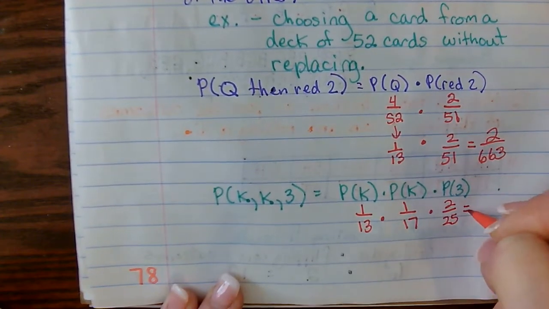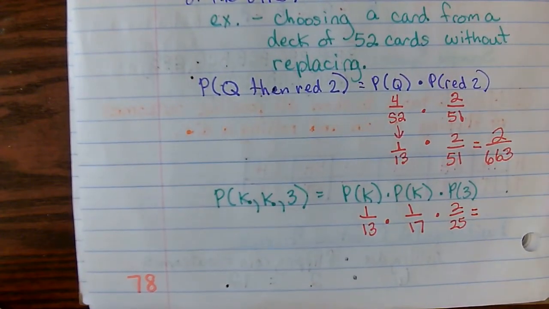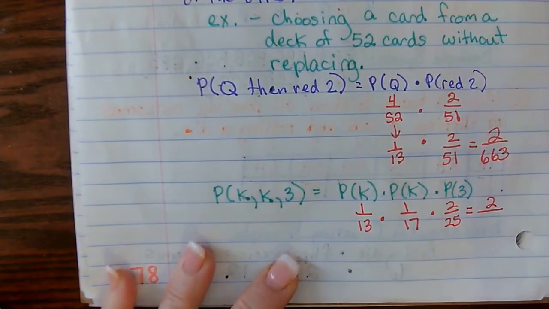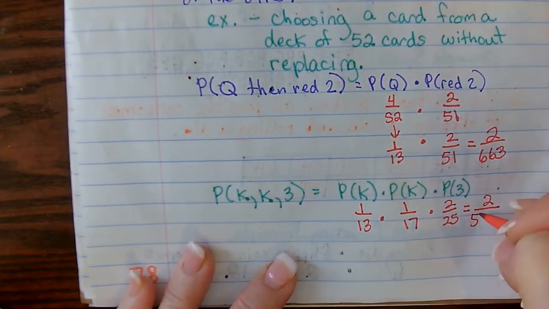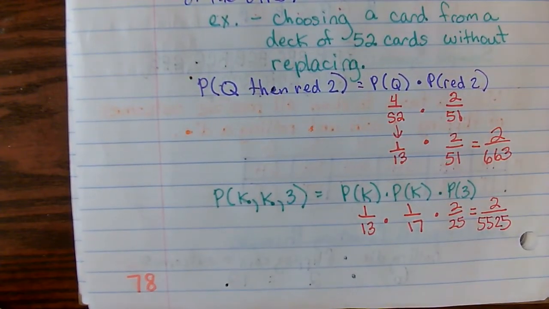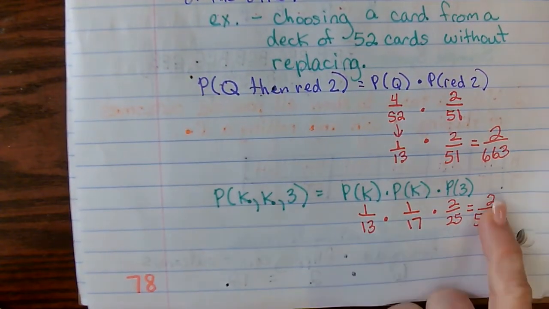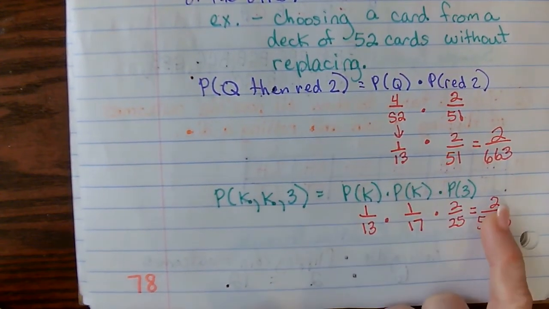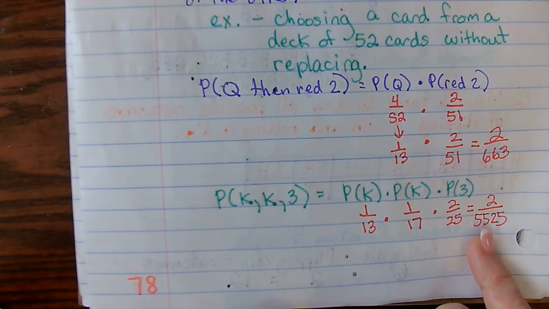And I have to multiply all this together. Well, 1 times 2, that is 2. Over 13 times 17 times 25, which is 5,525, and this will not simplify. So that's the probability of drawing a king, and then a 3. 2 out of 5,525.